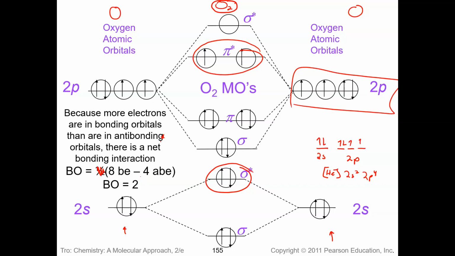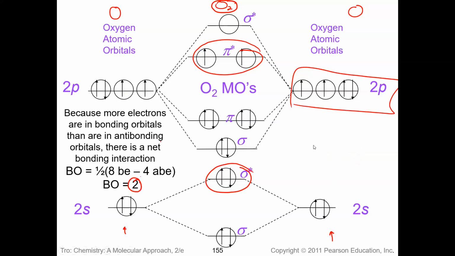Before, I just divided this by 2, or you can multiply it by 1/2, right? It's the same thing. This makes my life a little easier. And so you can see there is a net bonding attraction because the bond order is greater than 0. So that's happy.